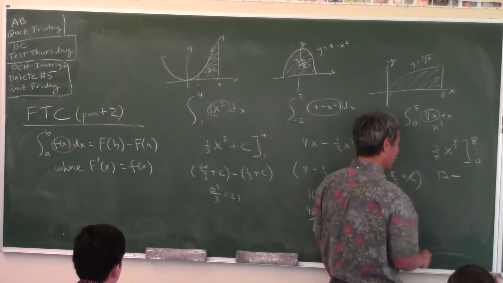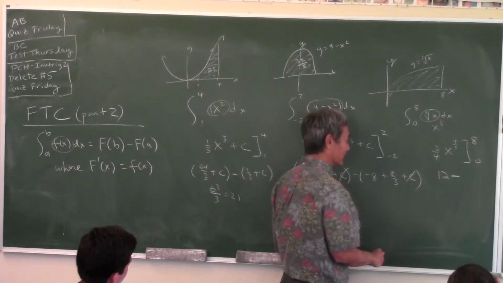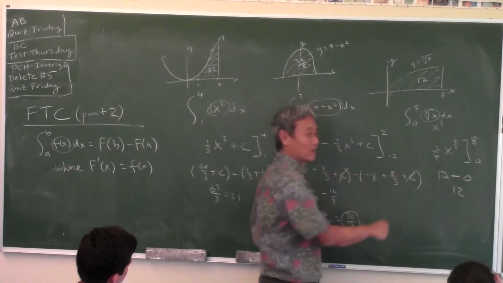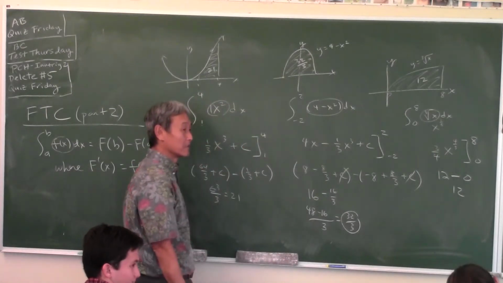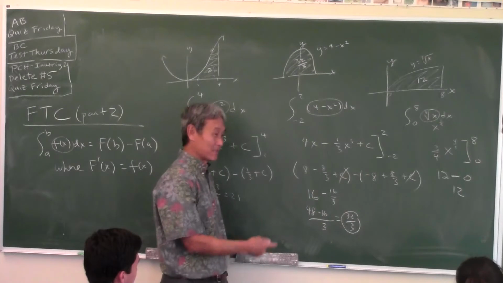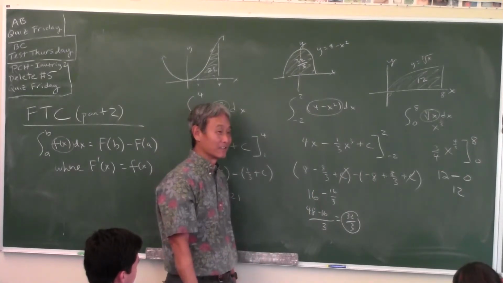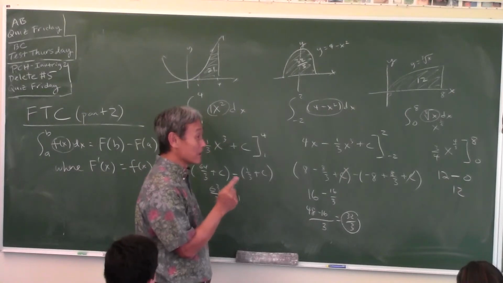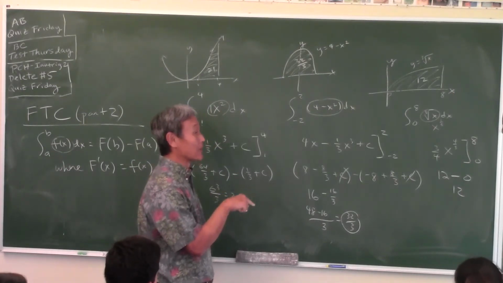Plug in 0. You get 12. That area is exactly 12 square units. Why don't we have a C there? How come I didn't put the plus C? Because I know it's going to cancel out. Can we just ignore it? You don't need to put it as long as you know it's there, but it's going to cancel out.